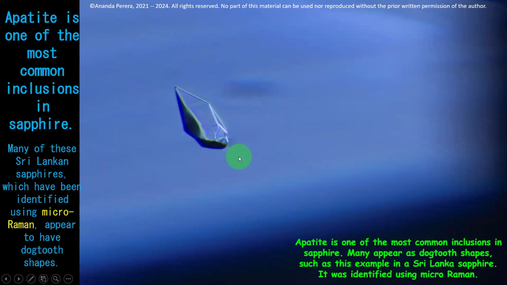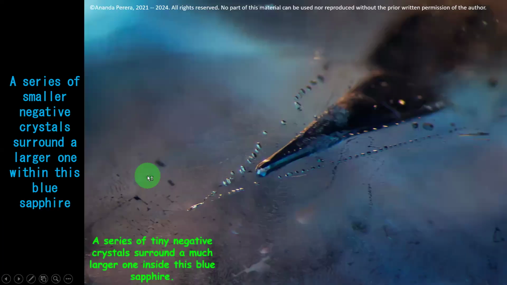Many of these Sri Lankan sapphires have been identified using micro-Raman. It is identified as apatite through the micro-Raman test. So remember this. Now look at this. Negative crystals. All the small things are also negative crystals, and this big one is also a negative crystal. You know what a negative crystal is? We learned earlier. It is a series of smaller negative crystals surrounding a larger one within this natural blue sapphire.